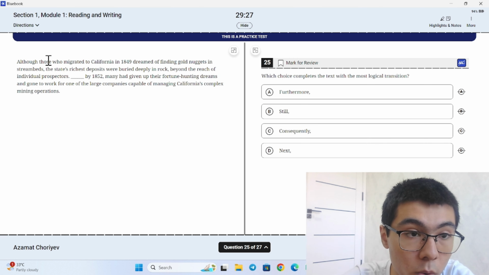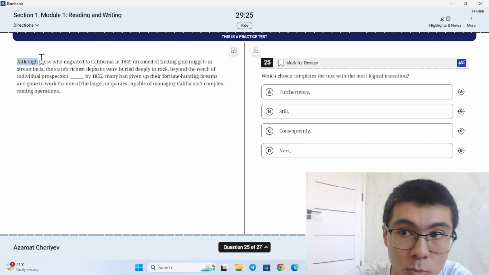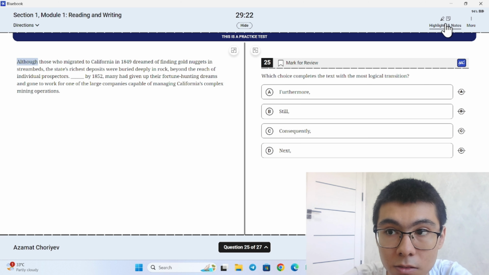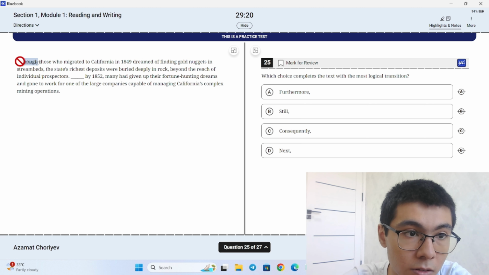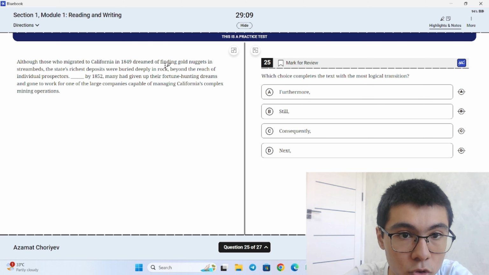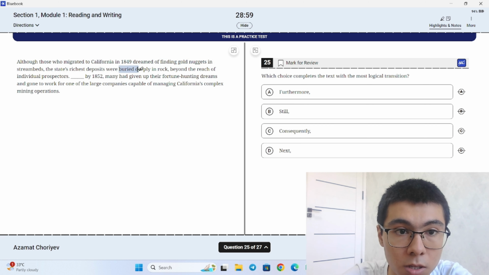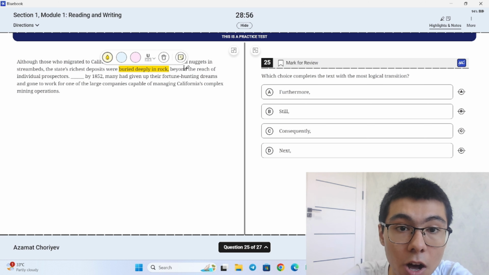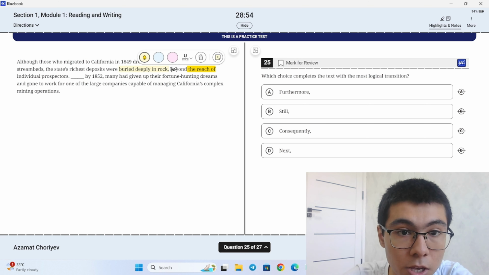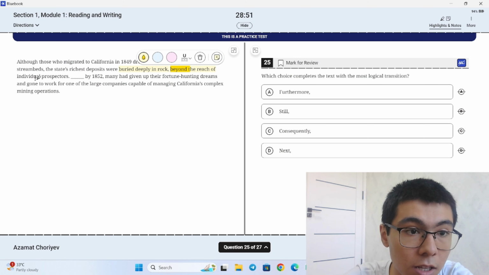Transition questions. Although, that's important, I always look for these types of words. Although those who migrated to California dreamed of finding gold nuggets in stream beds, the state's richest deposits were buried deeply in rock, beyond the reach. We can't actually reach it, right?